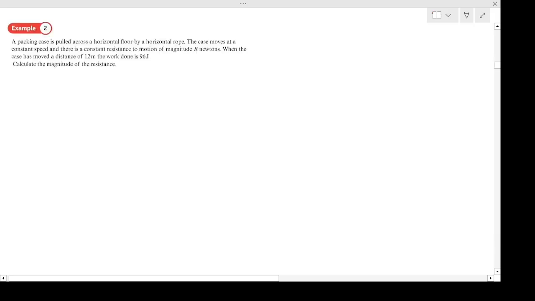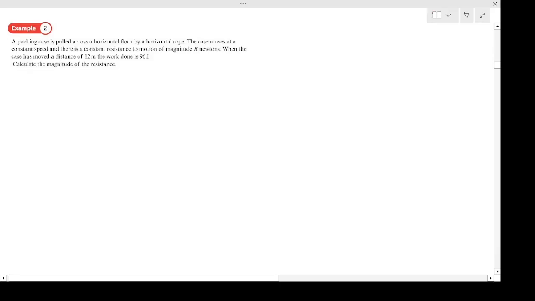Okay, so we've got this question here. We're told a packing case is pulled across a horizontal floor by a horizontal rope. The case moves at a constant speed and there is a constant resistance to motion of R newtons. When the case has moved a distance of 12 meters, the work done is 96 joules. Calculate the magnitude, so the number or the size, of the resistance. Okay, right, so this is a bit more wordy and a bit weirder than the last example.